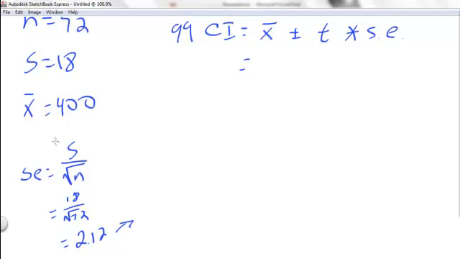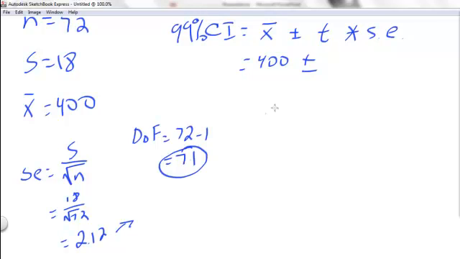Okay, x bar, our estimate of the population mean that we got from our sample, is 400 hours. Our t, well, we go to our t table, and we know that the degrees of freedom here is 72 minus 1 equals 71. So we go to our t table and we look for 99% confidence at degrees of freedom closest to 71. And I get 2.64, and I multiply that times the standard error, which is 2.12. So here's my estimate, and here's my margin of error, 5.60.